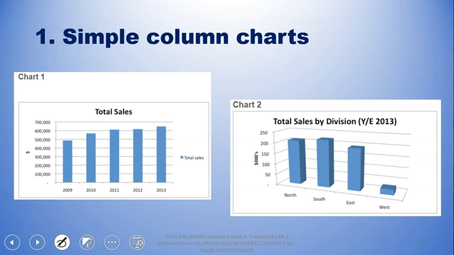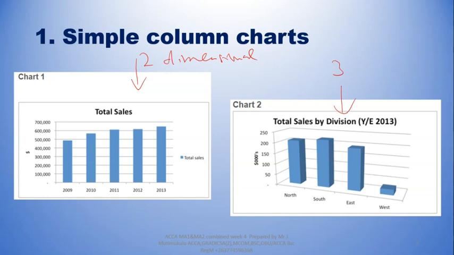As you can see, these are simple column charts. All right, the only difference is that this one is two-dimensional, okay, this one is two-dimensional, while this one is three-dimensional. Okay, so that's one of the differences.